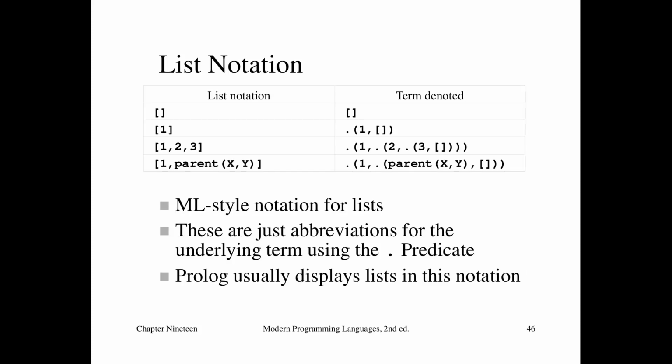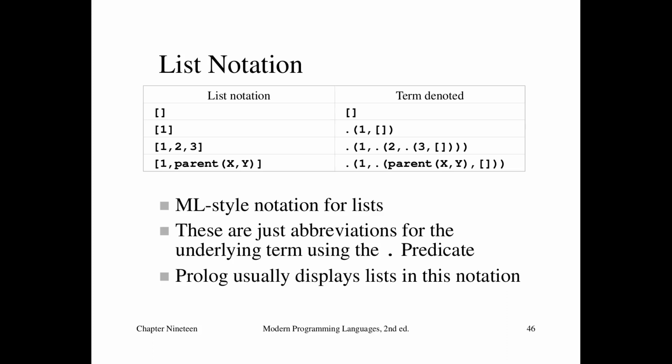We also have list notation, so we can build up a list as we expect. The left-hand side has the list notation, and the right-hand side has the term that is actually denoted. So we get the ML style notation for lists, but we have to understand that these are just abbreviations for the underlying term, which uses the dot predicate.